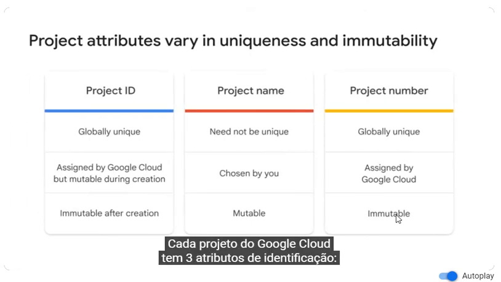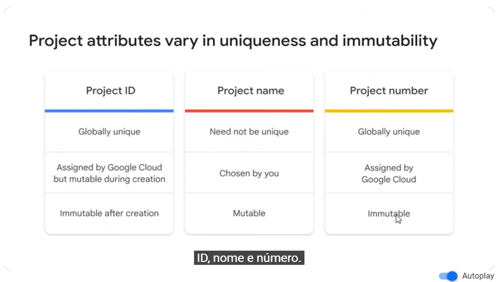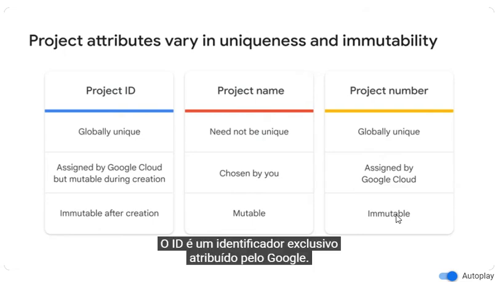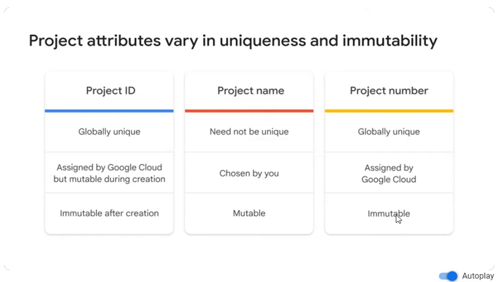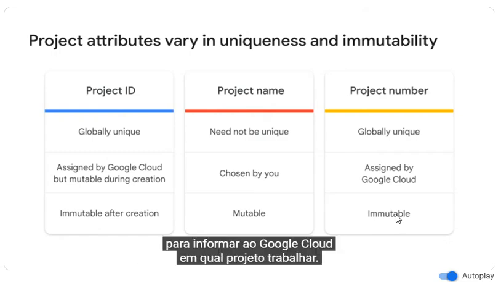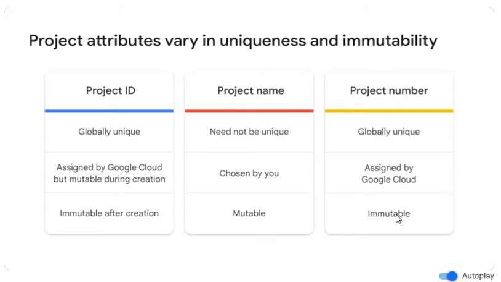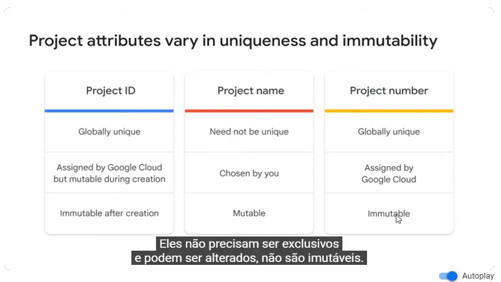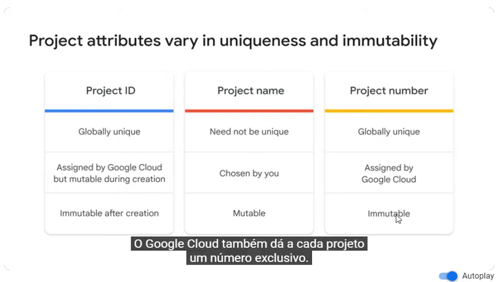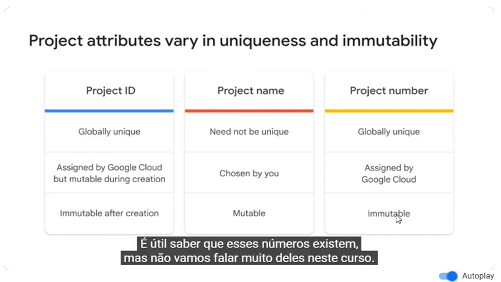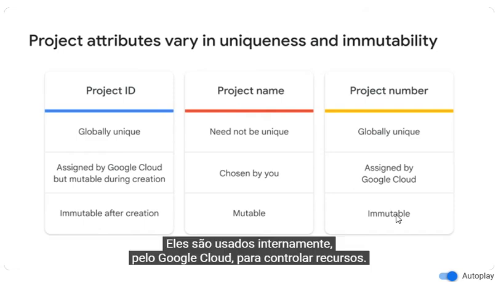Each Google Cloud project has 3 identifying attributes: a project ID, a project name, and a project number. The project ID is a globally unique identifier assigned by Google that cannot be changed after creation. It's immutable. Project IDs are used in different contexts to inform Google Cloud of the exact project to work with. The project names, however, are user-created. They don't have to be unique, and they can be changed at any time, so they are not immutable. Google Cloud also assigns each project a unique project number. It's helpful to know that these Google-generated numbers exist, but we won't explore them much in this course. They're mainly used internally by Google Cloud to keep track of resources.